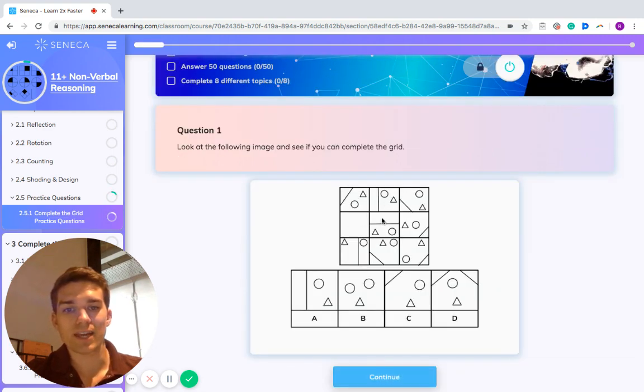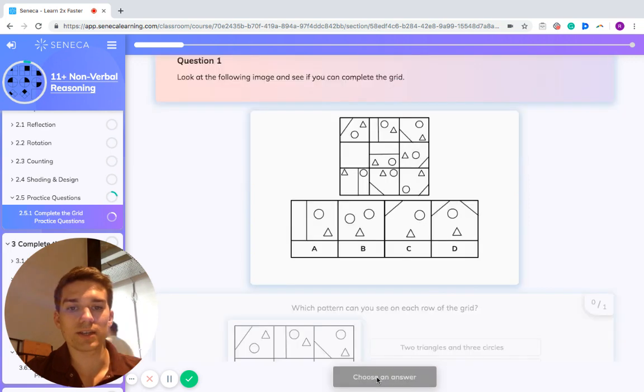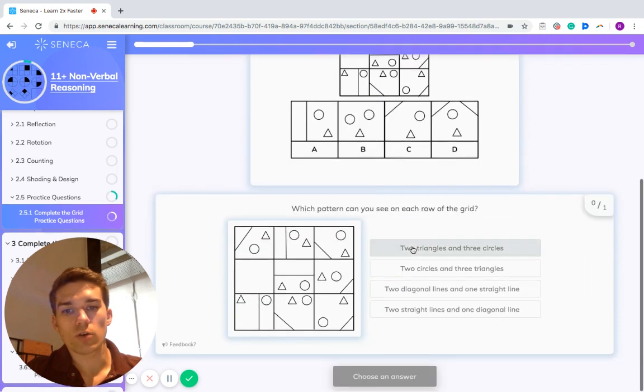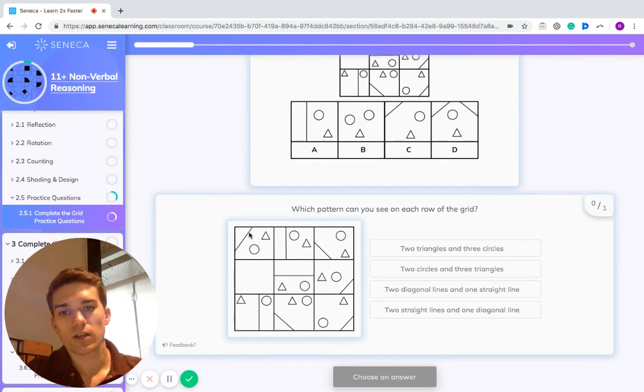So we've got a space here and we've got a grid to fill. So we've got to use all these other sections to sort of work out what's going on, basically. So which pattern can you see in each row of the grid? If we look at a complete row here, we've got a line, and then the line rotates, and then the line rotates to be diagonal. But we've always got a triangle and a circle, okay? Here, again, always a triangle and a circle. So we've got diagonal, diagonal, diagonal.